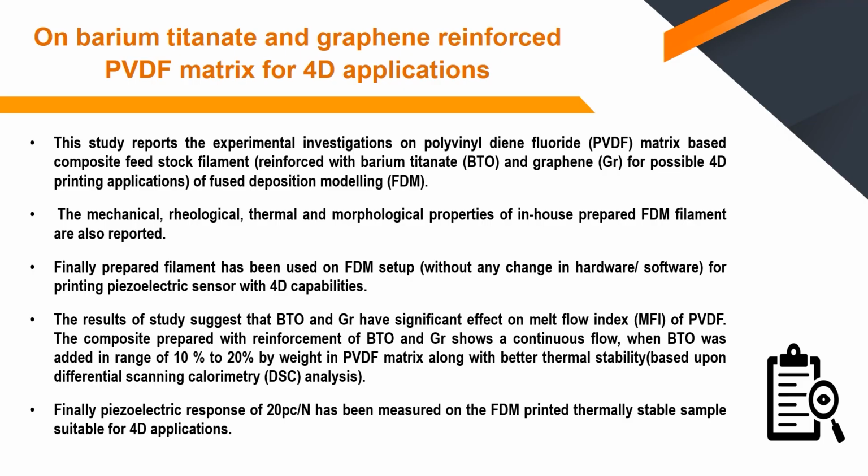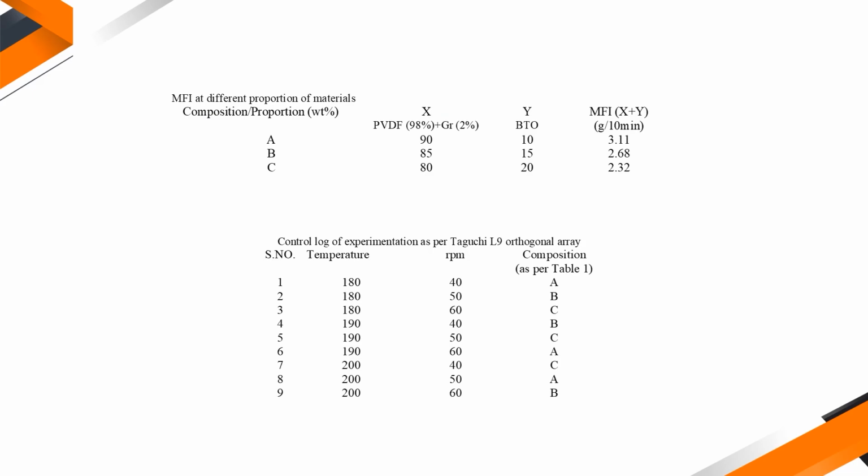How we proceeded in this is that we initially selected PVDF at 98%, with graphene at 2%. We call this proportion X. In this we added Y, which is the barium titanate.